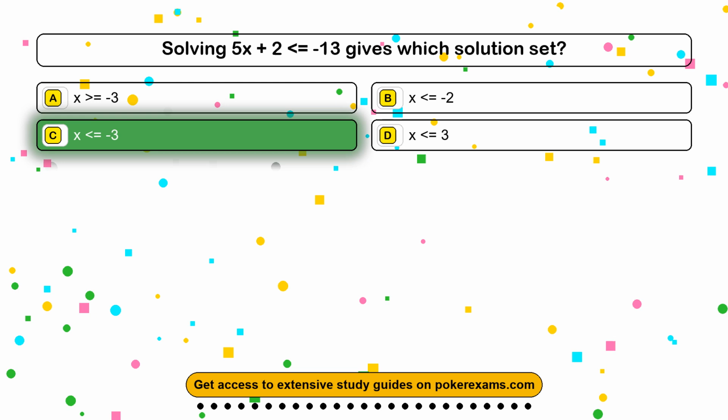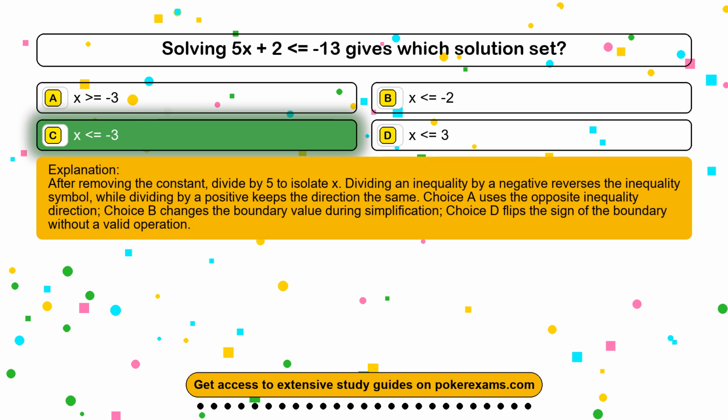The correct answer is option C, x equals minus 3. After removing the constant, divide by 5 to isolate x. Dividing an inequality by a negative reverses the inequality symbol, while dividing by a positive keeps the direction the same. Choice A uses the opposite inequality direction. Choice B changes the boundary value during simplification. Choice D flips the sign of the boundary without a valid operation.